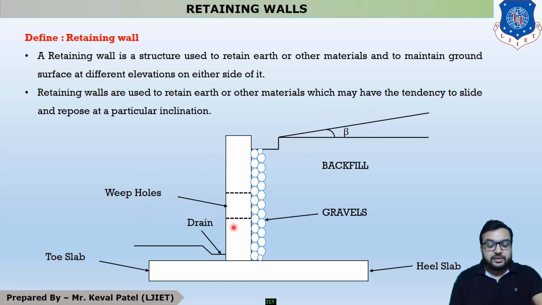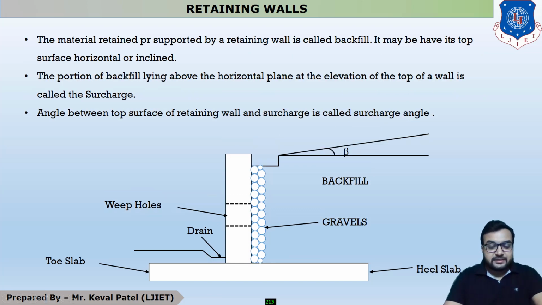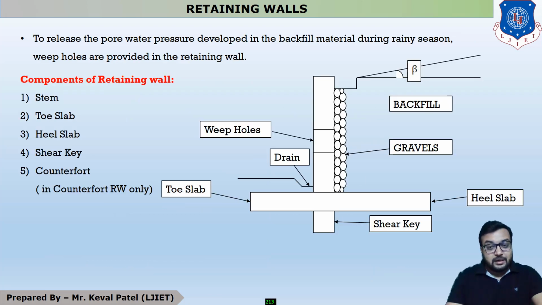What is this component? This component is the stem. What is heel slab? What is toe slab? And this is our drainage. So after that, we discussed the function of backfill, surcharge, surcharge angle, and weep holes. After that, we discussed the types of retaining walls.